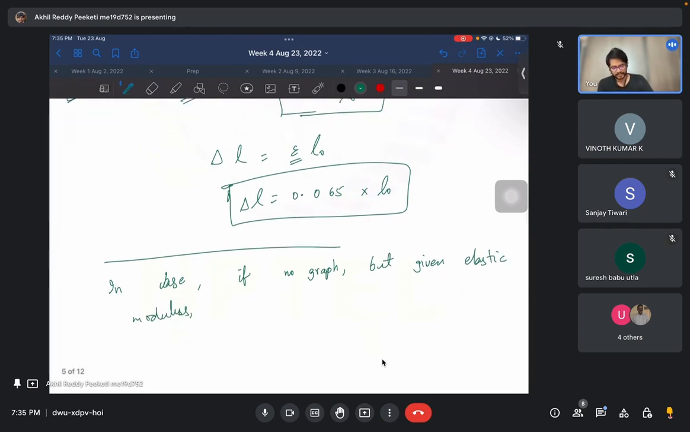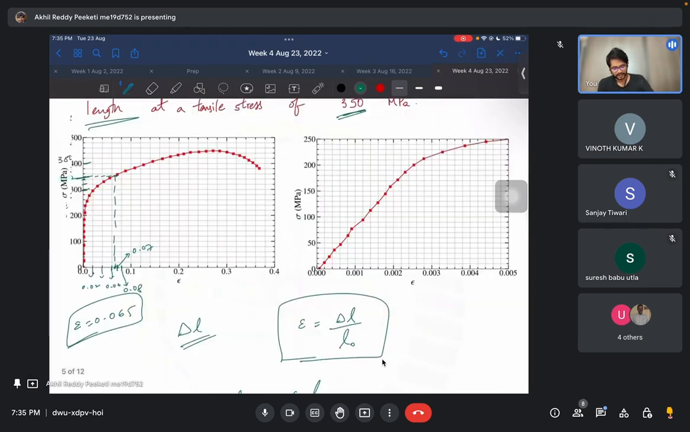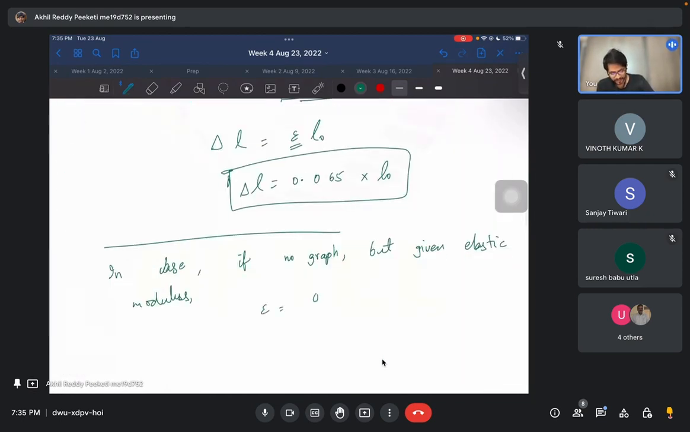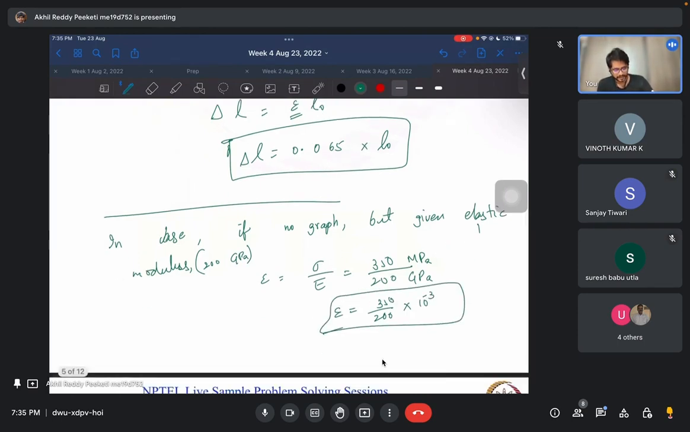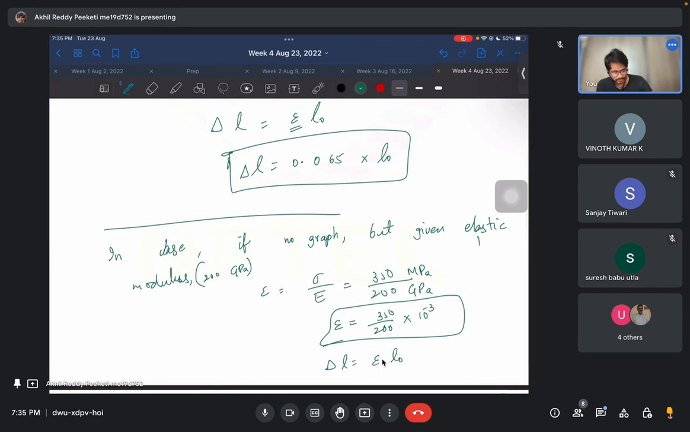So what does this mean? You are given the elastic modulus and you are given the stress. So the strain, you can just estimate as the ratio of stress to the elastic modulus. Let's say 200 GPa. So the strain would be 350 by 200 into 10 power minus 3. Once you know the strain, you can estimate the change in length. Okay. So this is the case if there is no graph and it was told that it's an elastic regime. Once it crosses the elastic regime, this equation is not valid. This Hooke's law is not valid. Okay.